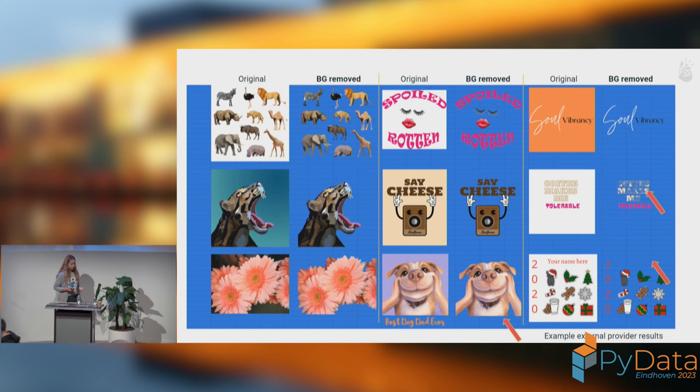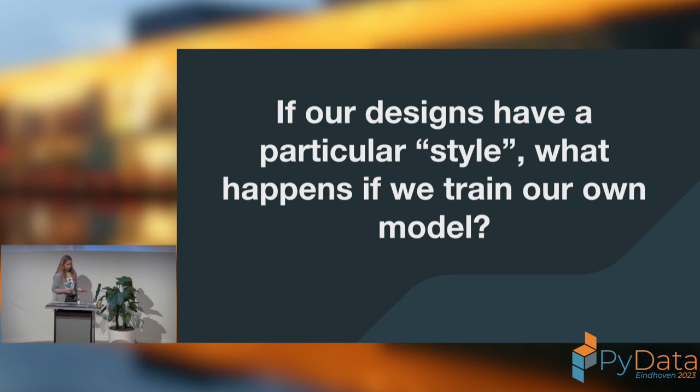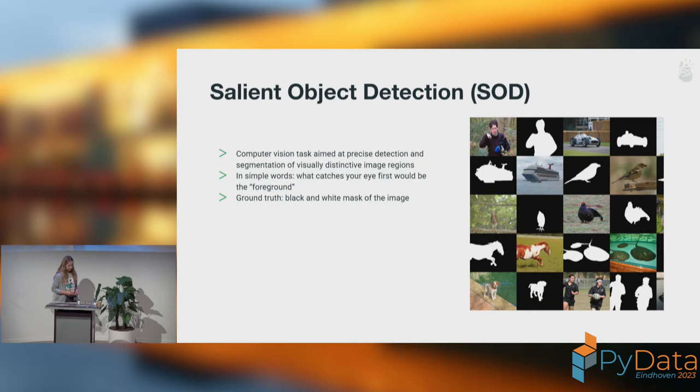So here we thought that since we have an ML team, we can experiment, do some research, and create a model that is better than the external solutions, and look at how the results of training our own model will look. This kind of task falls under the computer vision umbrella, and it's called salient object detection.